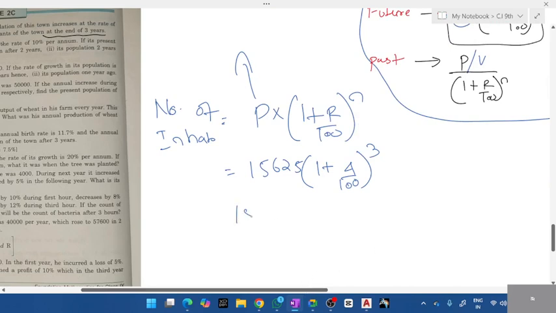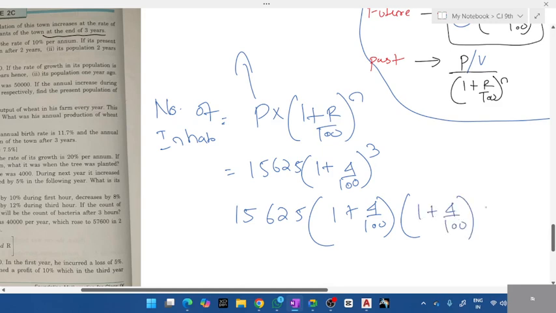You can do the calculation. 15,625. How many times? Three times, right? Anya, this is formula method. So you can write it like this. How many times you have to write? Three times. This is not year by year calculation. This is formula.